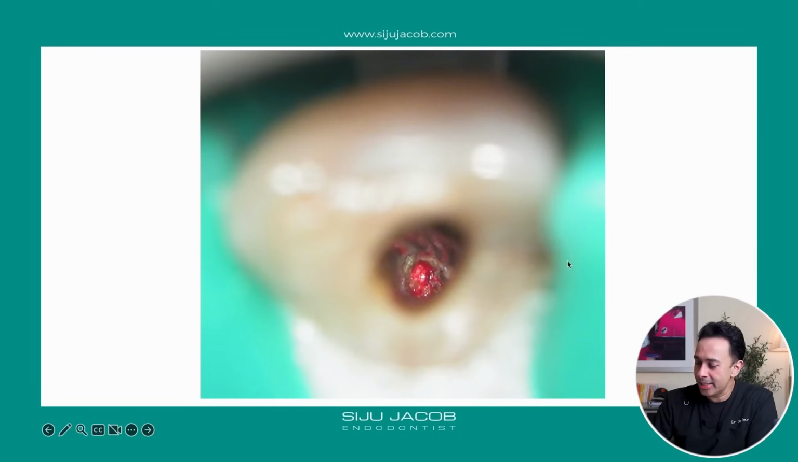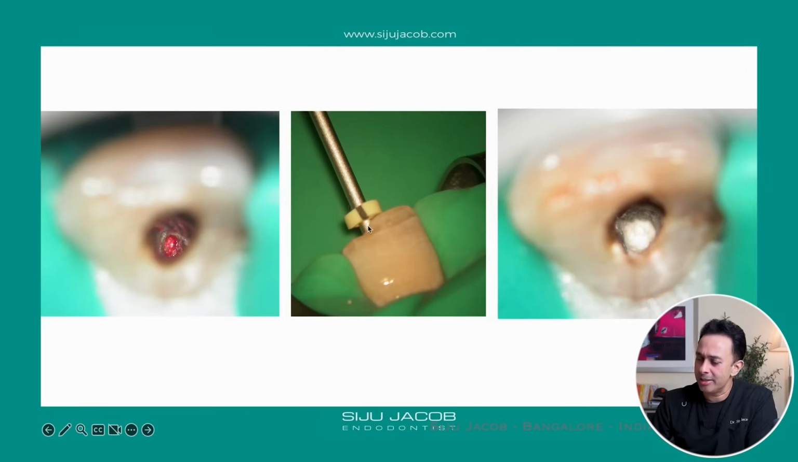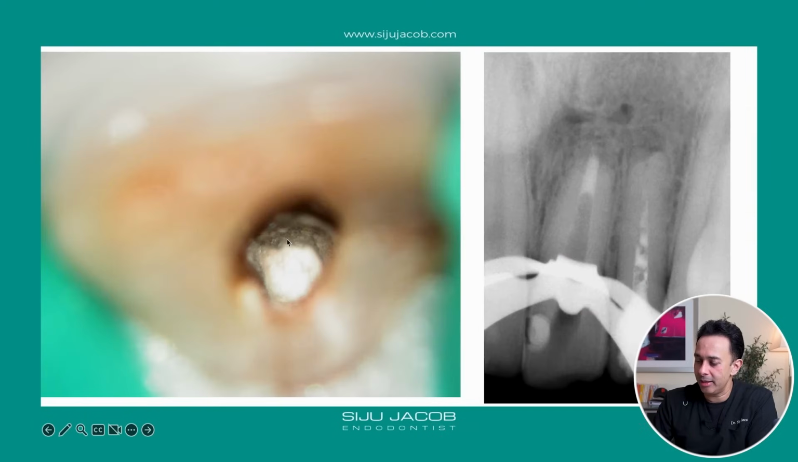This is what we did in this case. Now we found that the environment was ideal to place MTA, so we put MTA there using something called a Dovgan carrier. You can use a MAP system or whatever carrier suits you. This has stoppers here, so you can deliver MTA into the apex. So that's what we did. You can see there's a bit of bolus of MTA there.